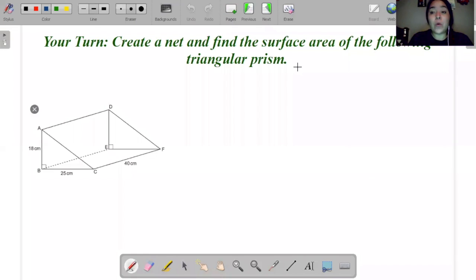Okay guys, so now it's your turn. So create a net and find the surface area of the following triangular prism. So just remember that to find the area of a three-dimensional shape, you have to find the area of each face and then add them together. Okay, so good luck.